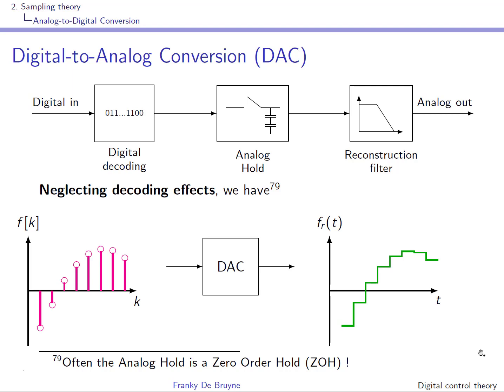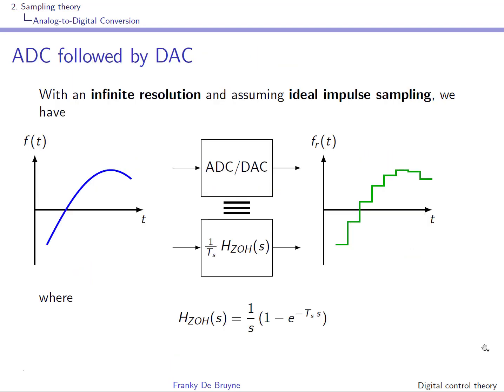So if we neglect the decoding effect, so we start from here, you can see the digital to analog conversion, and we'll visualize it as taking a sequence of real numbers, and this digital to analog conversion will transform it into an analog output signal in the form of a staircase that is constructed on this sequence of real numbers.